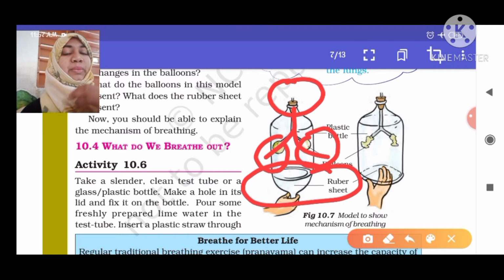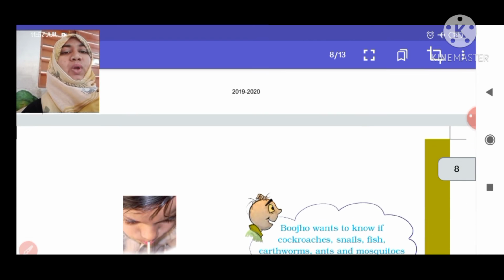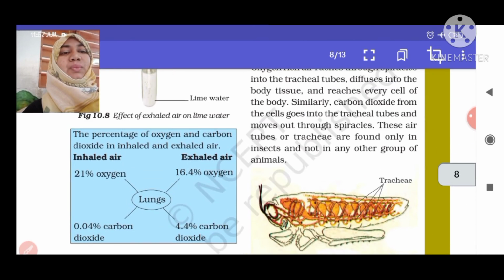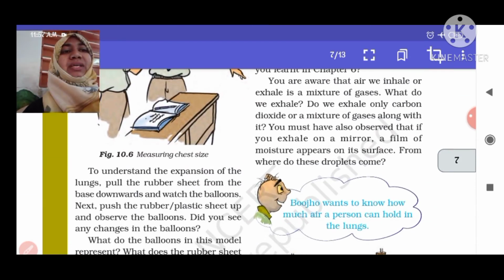We are human beings, so we have the nose, and the nose has nostrils, and then we have the nasal cavity, then we have the esophagus or the windpipe, and then we have the bronchi and the lungs and the diaphragm. The diaphragm is in between the chest and the abdomen. So the activity which we performed, how is it related to human beings?